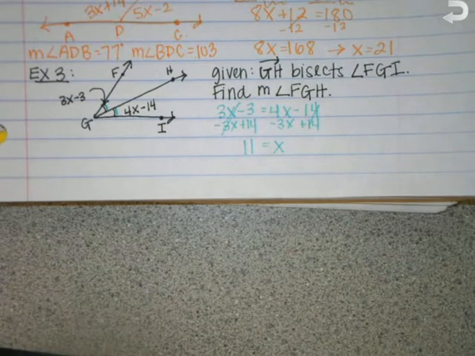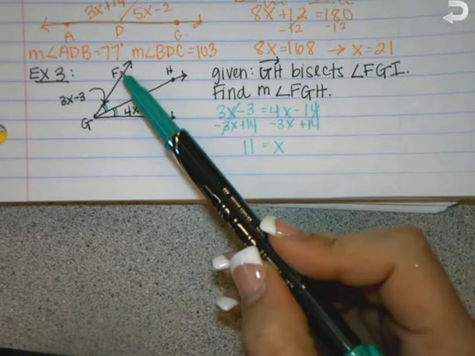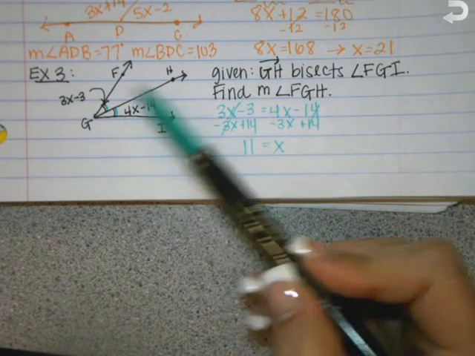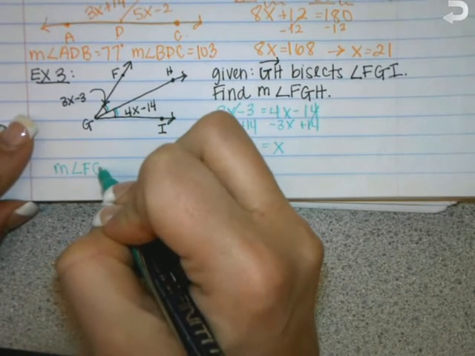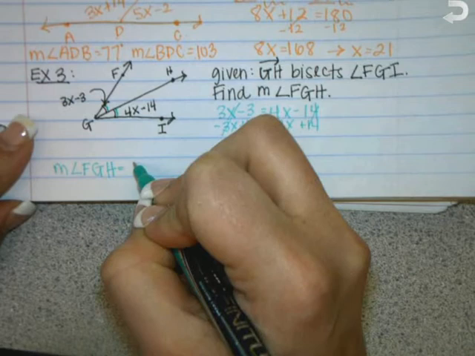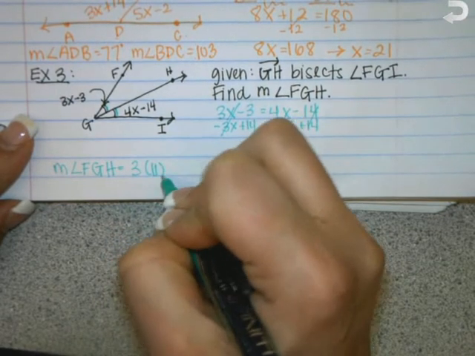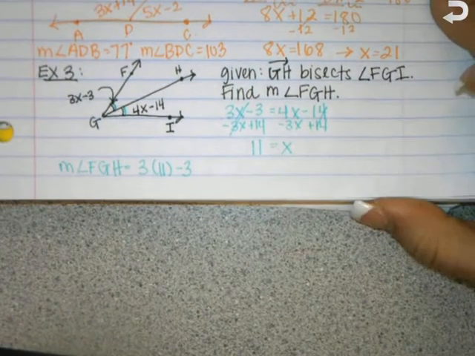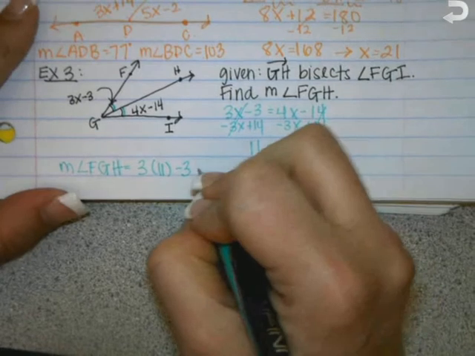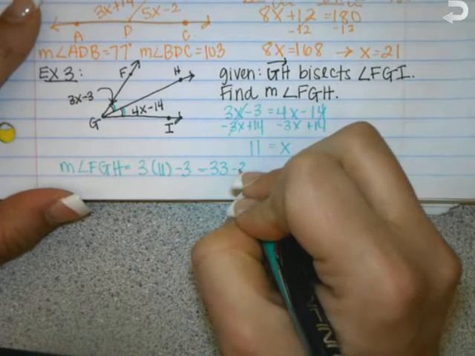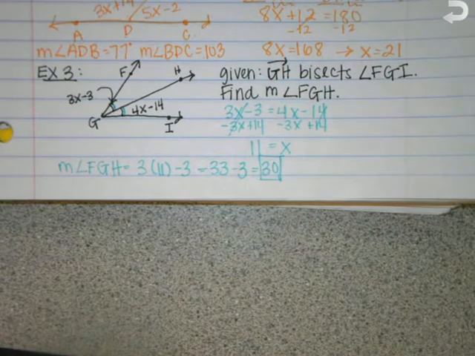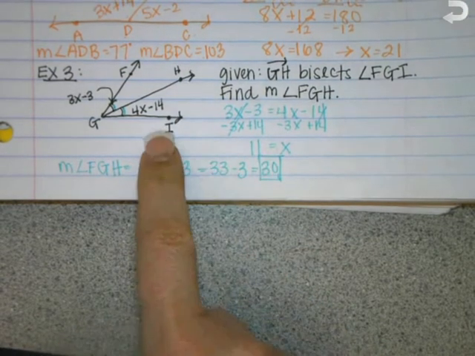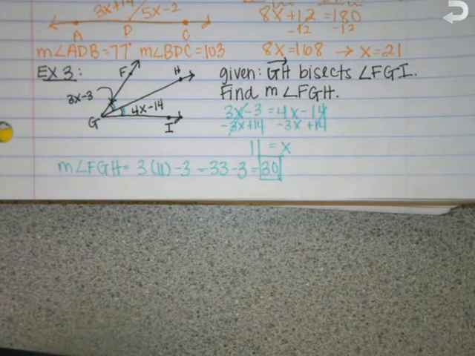We are looking for FGH. So we plug it back in. So the measure of angle FGH is equal to 3 times 11 minus 3, which is 33, minus 3, which is 30. That's your answer. What if I asked you to find angle HGI? Same thing. It's also what? 30, because they're congruent. Yes, they are.